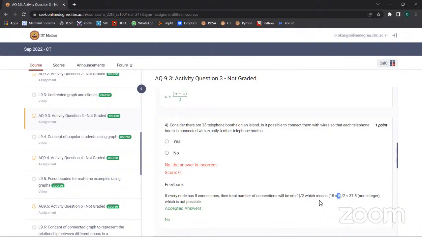I understand the confusion, but this is the relation between this formula and this one. All right. Yes, sir. Clear. Thank you, sir. Sure. Thanks.